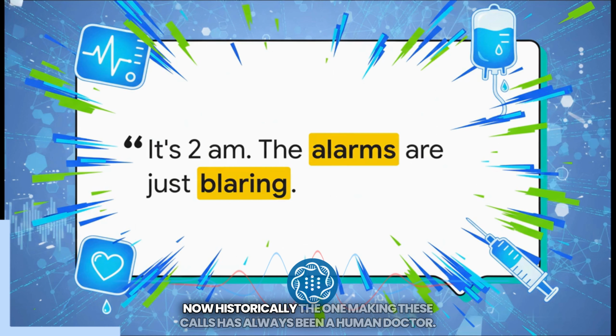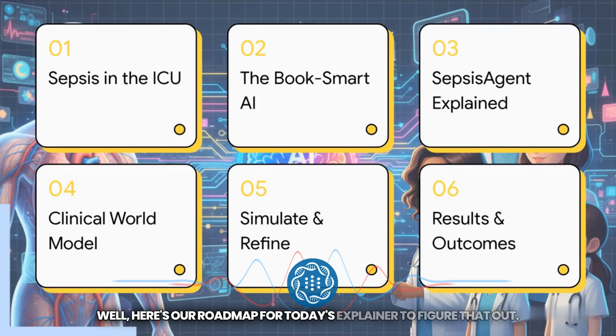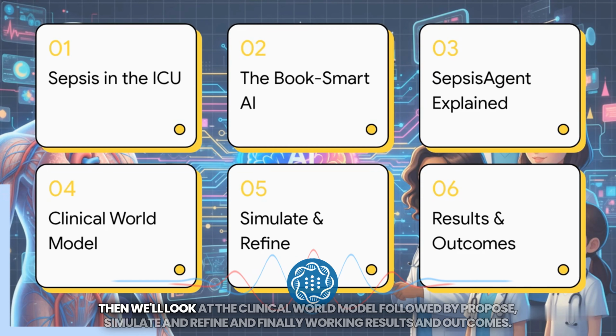Now, historically, the one making these calls has always been a human doctor. But what happens when we put an AI in the driver's seat? Well, here's our roadmap for today's explainer to figure that out. First, we'll cover sepsis in the ICU. Then, the book-smart AI problem. Next up, SepsisAgent architecture explained. Then we'll look at the clinical world model, followed by propose, simulate, and refine, and finally, working results and outcomes.